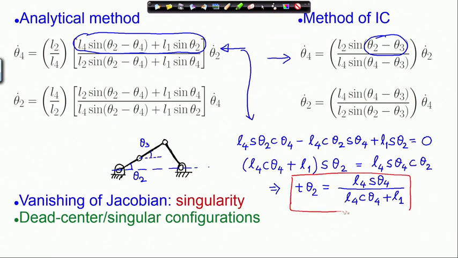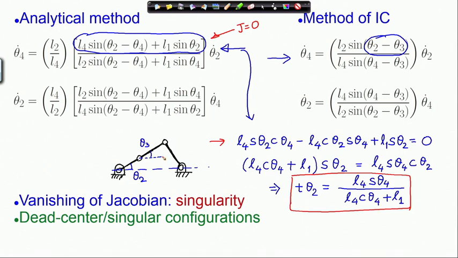So, I have equated the numerator of this Jacobian, obtained from the analytical method, to 0 and obtained this expression, and upon simplification I find that tangent of theta 2 has this expression in terms of the angle theta 4. Let us interpret this.